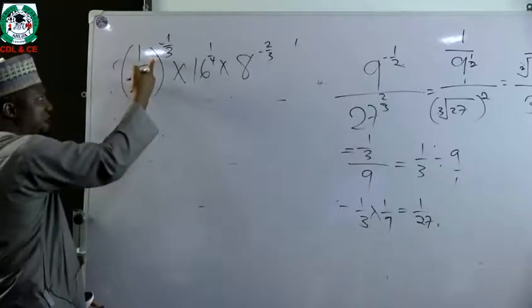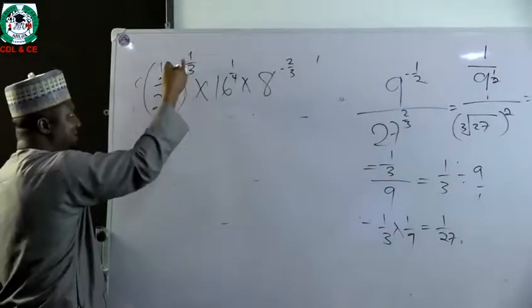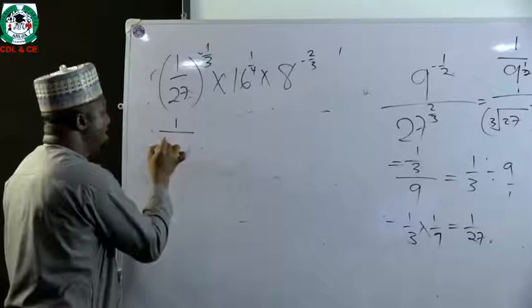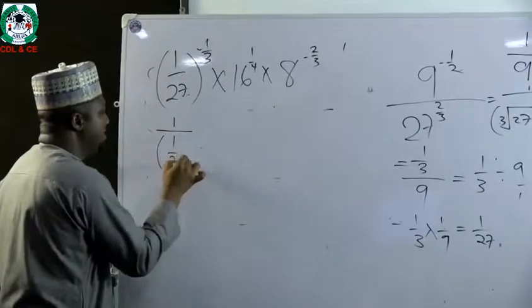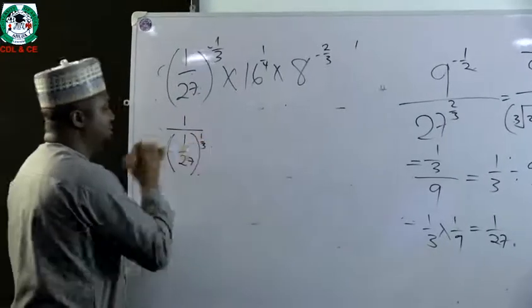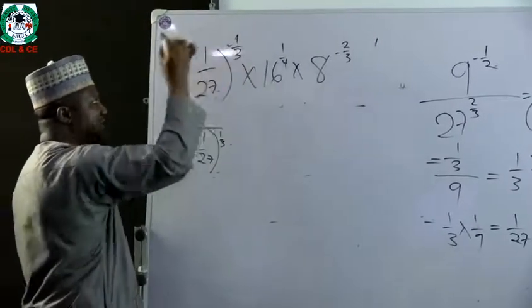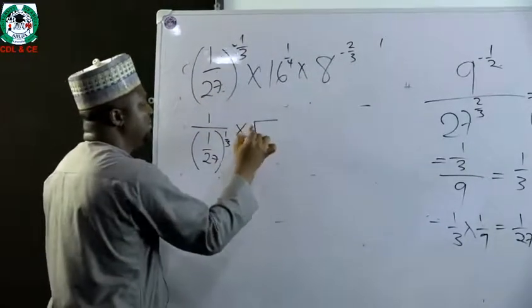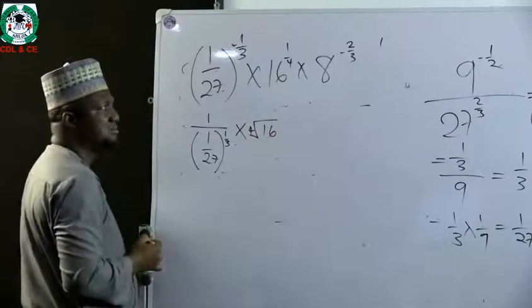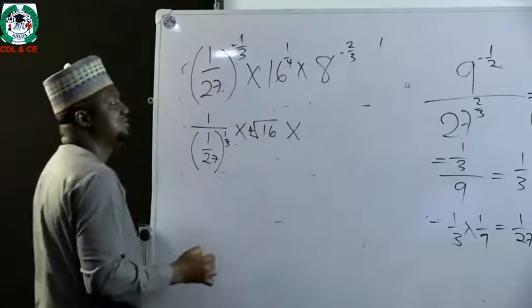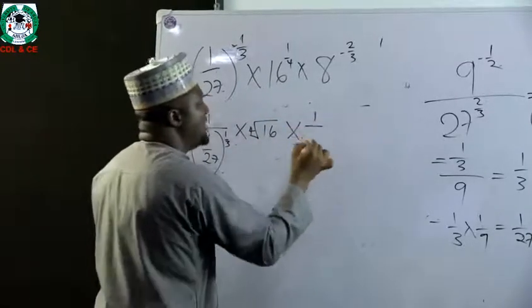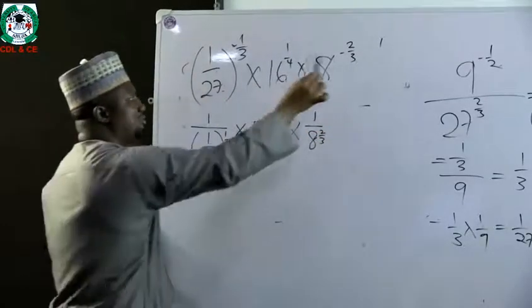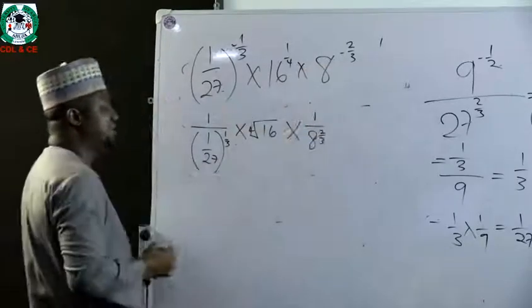This that we have here can be rewritten. Let's first of all remove the minus. This is 1 all over, open bracket, 1 over 27 raised to power 1 all over 3. We've removed the negative index. Times, this is the 4th root of 16. Times, remove the bracket, 1 all over 8 raised to power 2 over 3. We've removed the negative by finding the reciprocal.